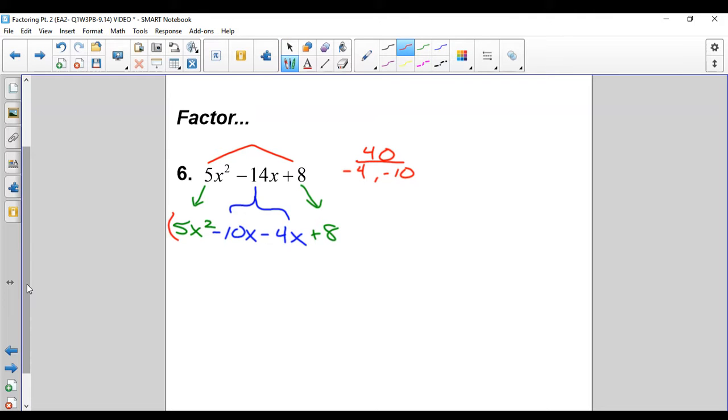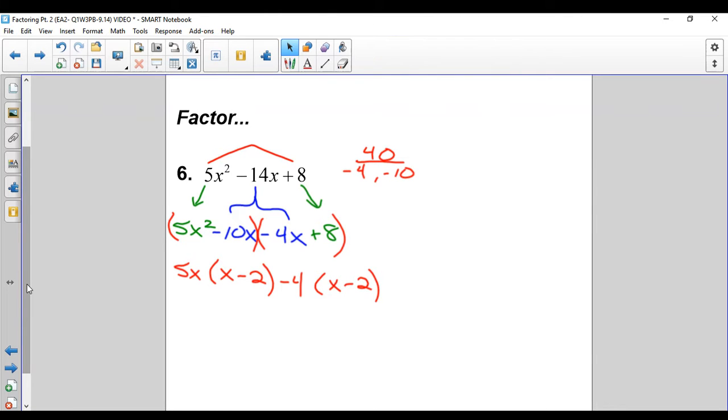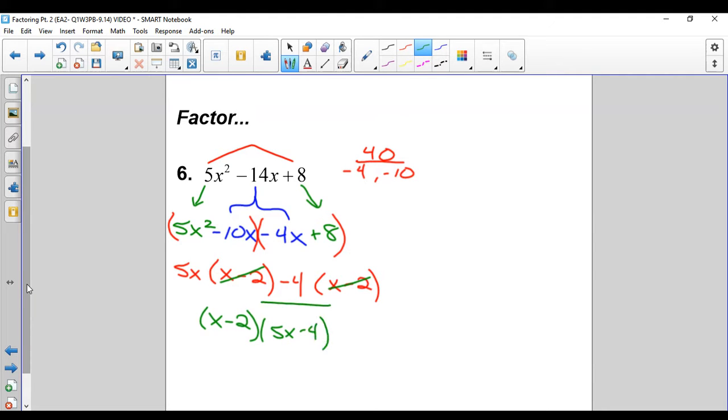We group them. 5x squared minus 10x, they have a 5x in common, so we have a little bit more than an x coming out, a constant coming out with it. And then we have x minus 2 left over. We need an x minus 2 to be left over in the second set as well. To make that happen, we need to pull out a negative 4. Signs need to change. Go ahead, take out the common factor one more time. It happens to be x minus 2. 5x minus 4 is left over. And there's your factored form.